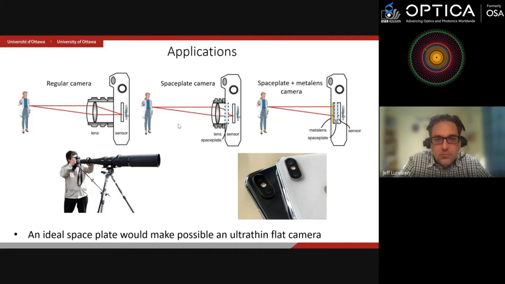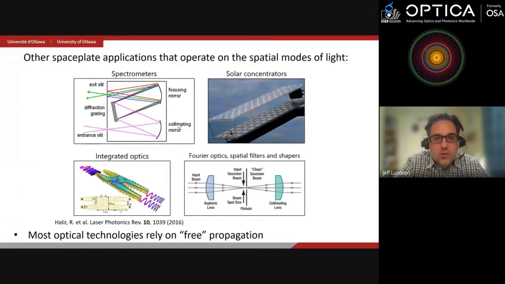But it's not just obvious imaging systems. There are many other applications that work by propagation in space. Like that's one of the ingredients to their functioning. So one is spectrometers. You come in with some light, and then it diffracts, and you need to let the light propagate for the different colors to separate out, so that you can distinguish them.